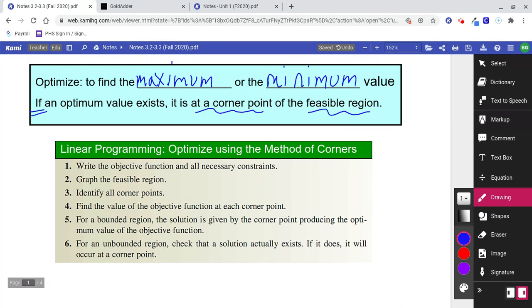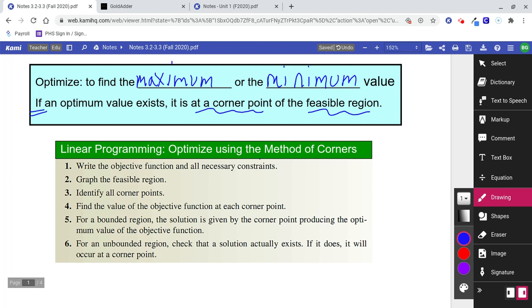The feasible region is just what I shaded. A lot of times it's a triangle or a quadrilateral or something. Not necessarily, though. It doesn't have to be a nice shape. It might be something weird or something unbounded that goes on for infinity. Linear programming optimized using the method of corners.